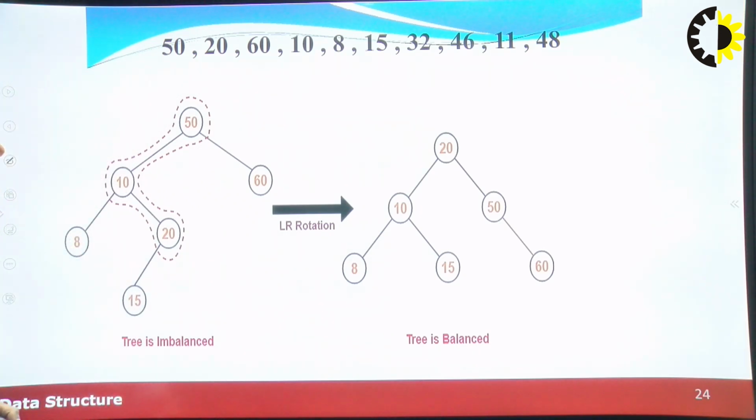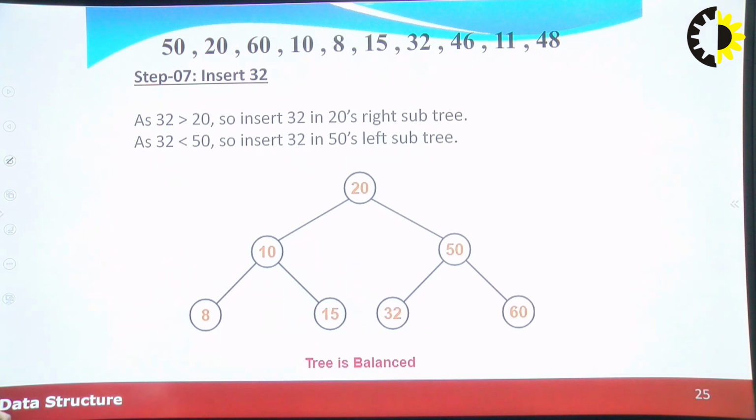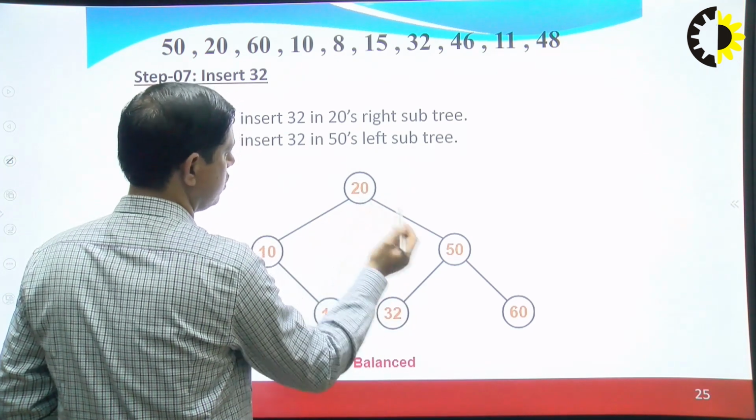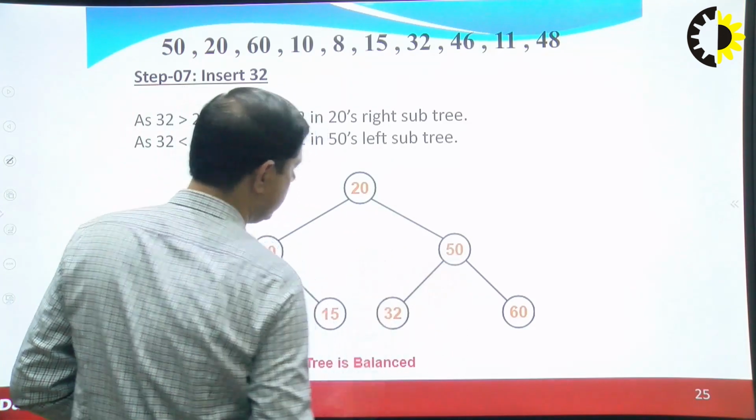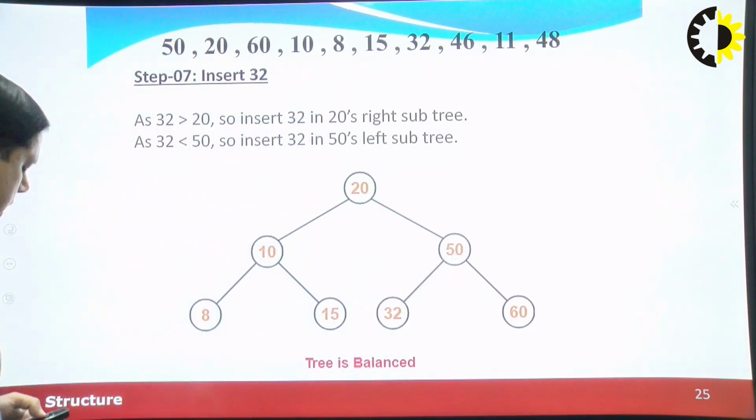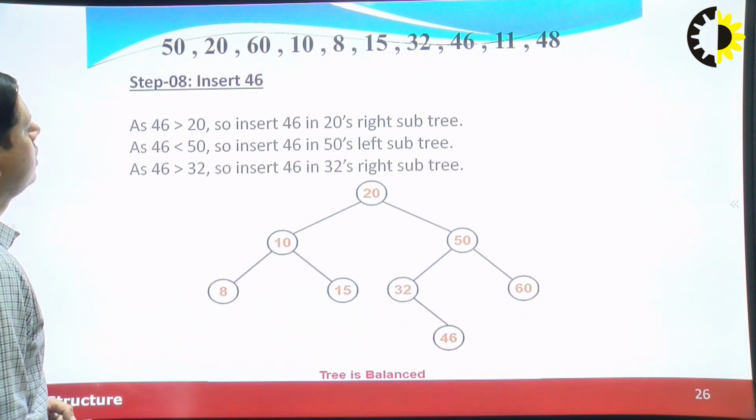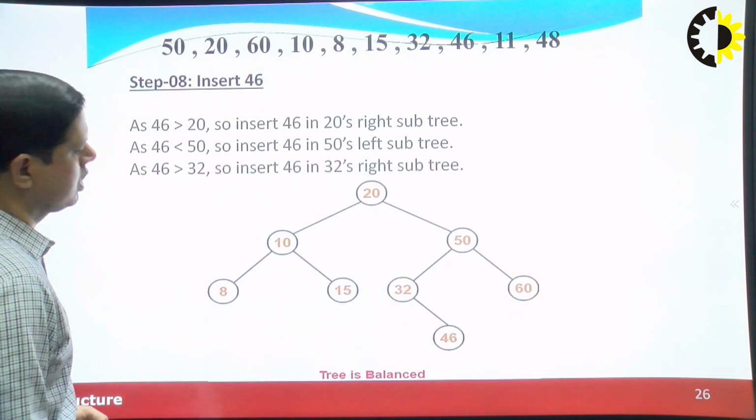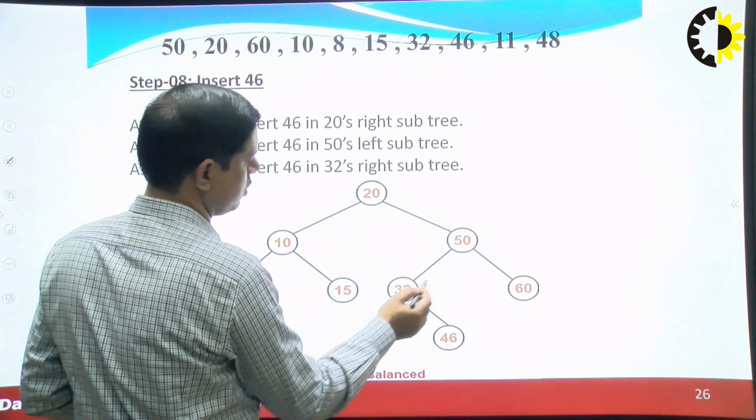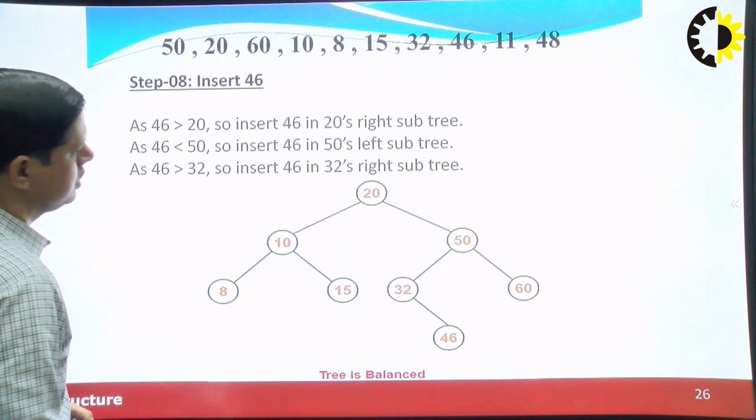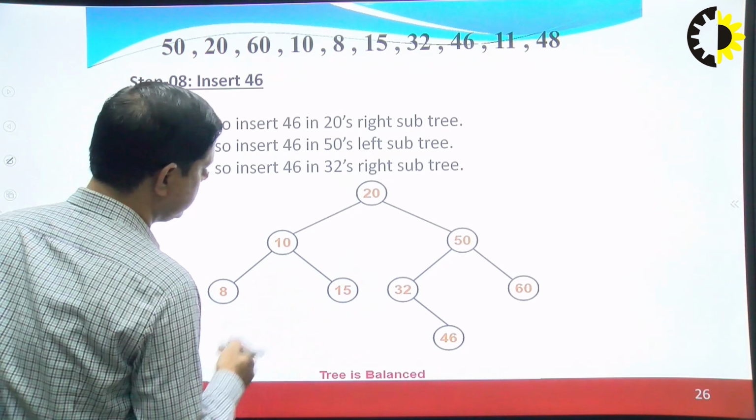After that, we have to insert 32. According to the binary search property, we will compare 32 with 20, then 50, then 32 will be the left child of 50. After that, we have to insert 46. According to the binary search property, 46 will be the right child of 32. Then after that, we can check the balancing factor.